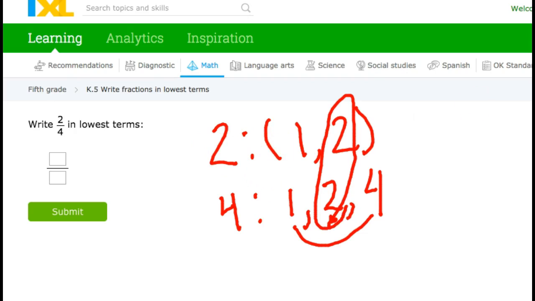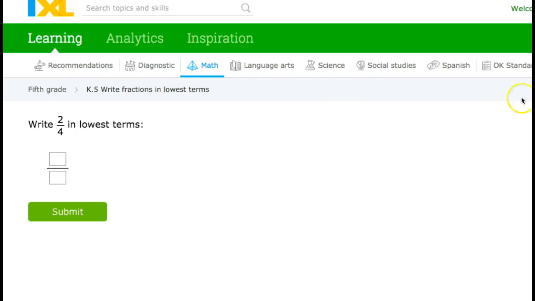2 divided by 2 is 1, and the 4 divided by the 2 is 2. Another way to look at that is, anytime your numerator is exactly half your denominator, it is equivalent to 1/2. Let's keep going. All right, 3/5 in lowest terms.